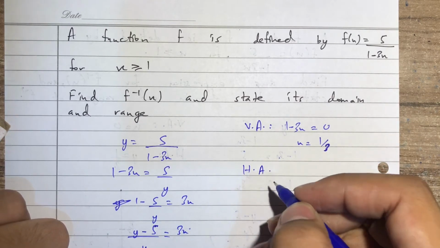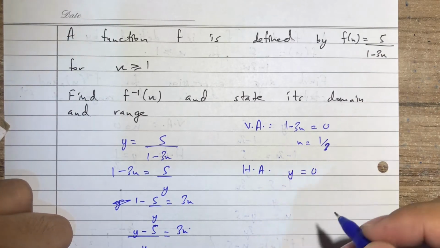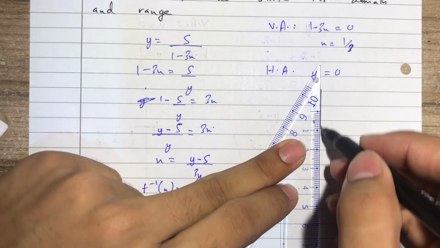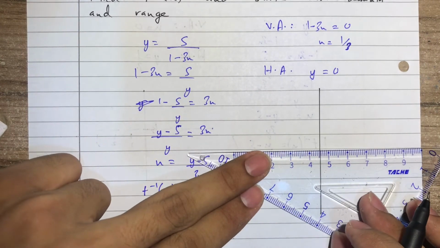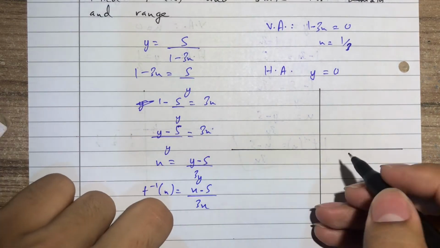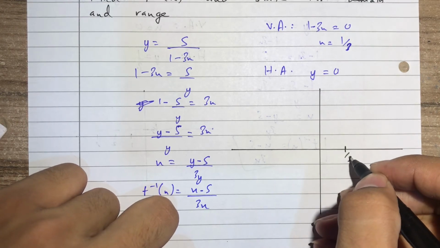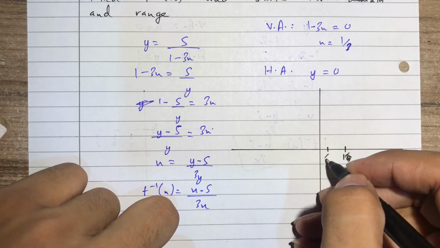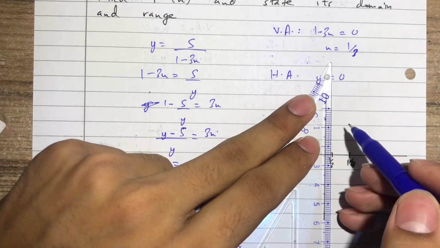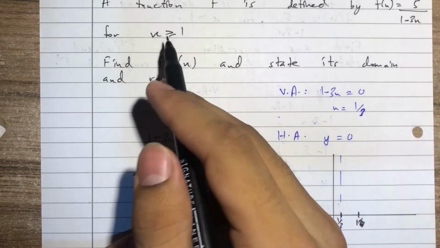For the horizontal asymptote, because the numerator has no x, that means the x-axis will be the horizontal asymptote. So this is the horizontal asymptote, that is the x-axis. Vertical asymptote is 1 over 3. So let's say this is 1. So 1 over 3 is somewhere here. Right? But what they've said is that x is greater than or equal to 1.